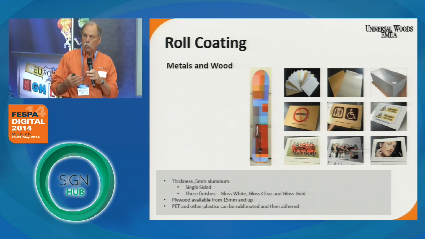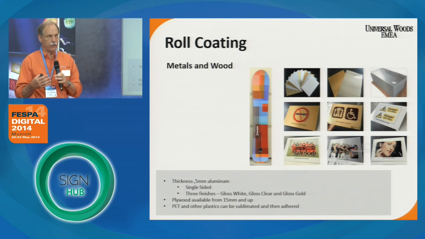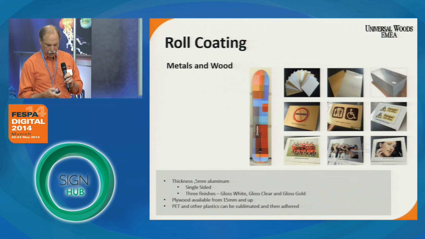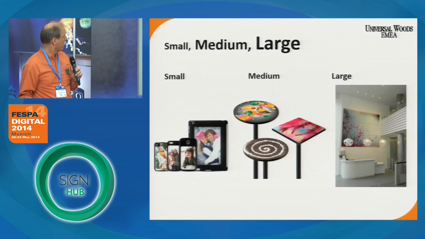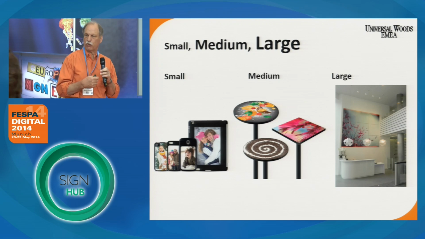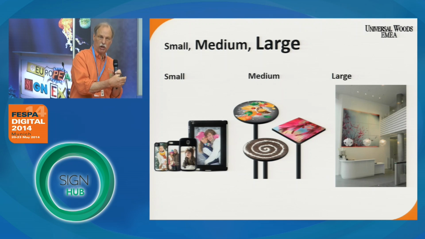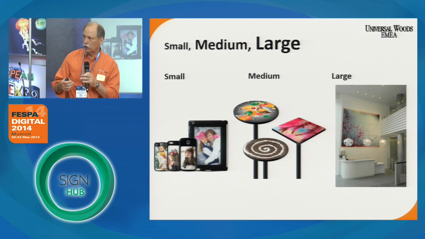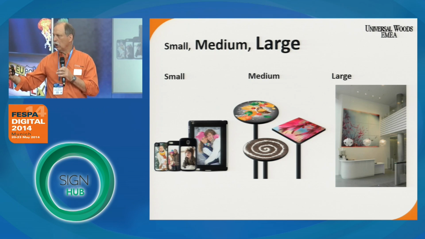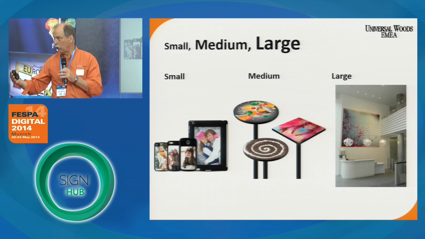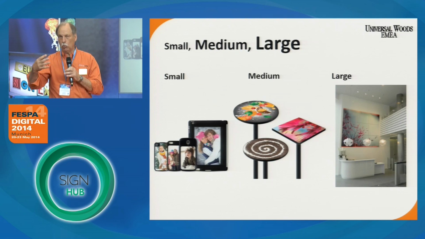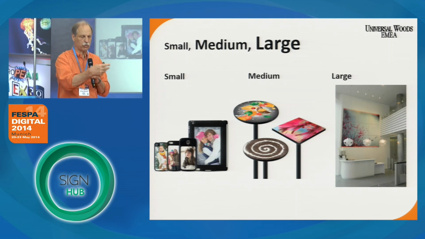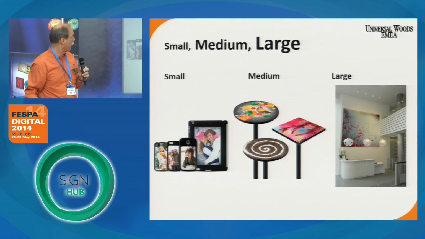So what do you do then? What are the kind of the end applications? What works? You can go obviously from very small parts like coasters, keychains, koozies, that sort of thing, all the way up to 4 foot by 8 foot panels that are wood murals, wall systems, that kind of stuff.